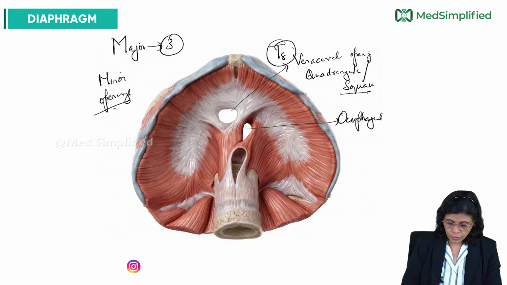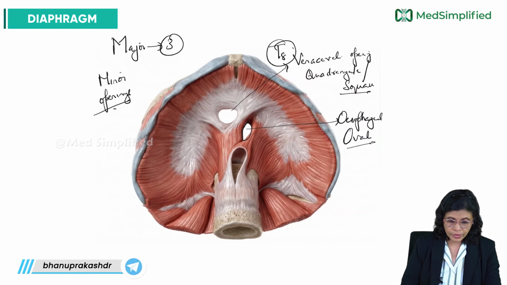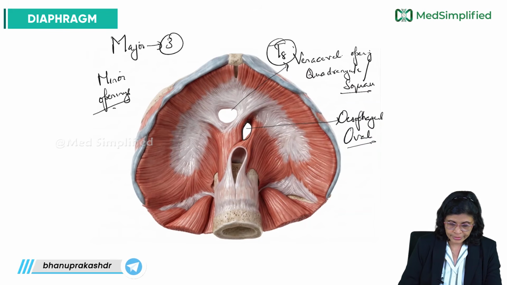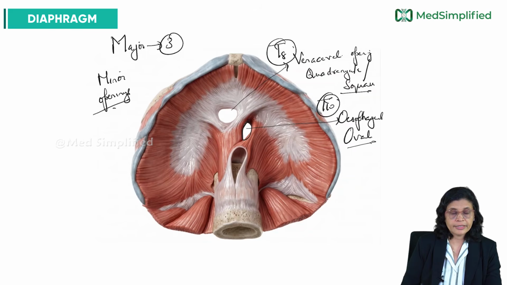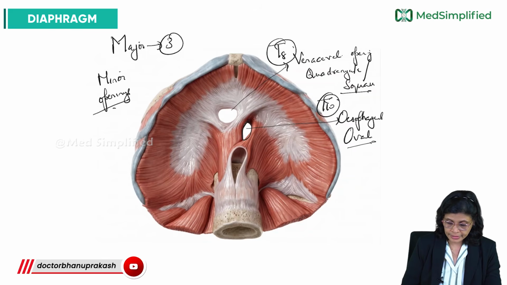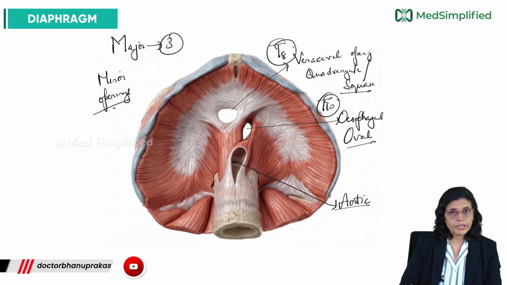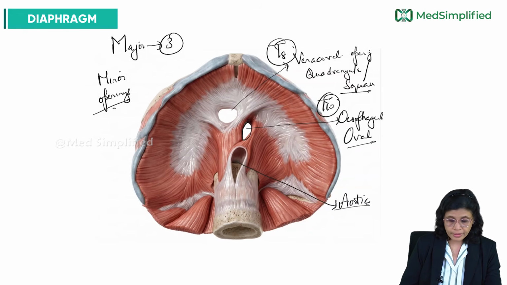The esophageal opening is oval or elliptical in shape. It lies slightly to the left of the median plane, at the level of T10 vertebra. It is for the esophagus to enter the abdomen.